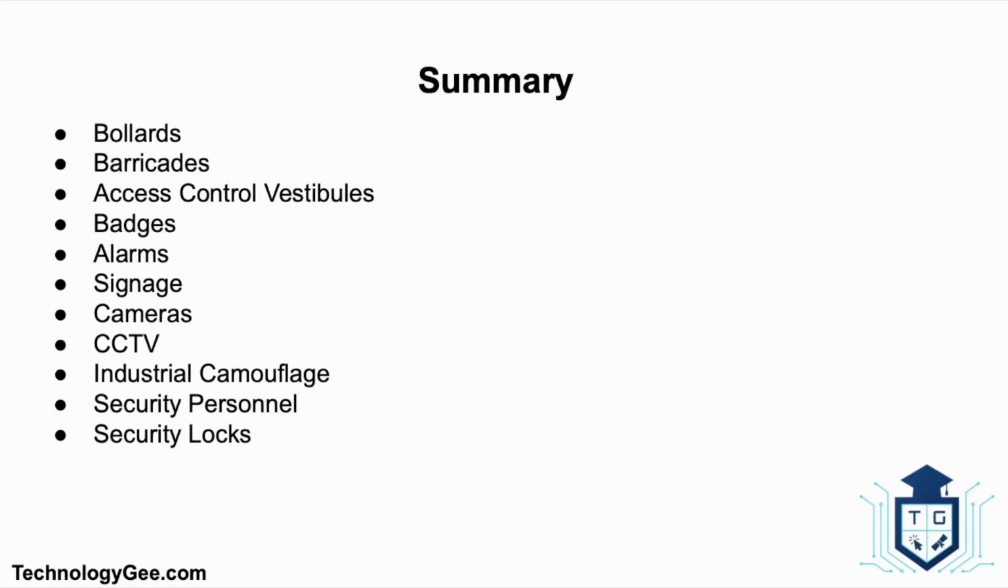All right, so that was my quick little class on physical security controls, where we talked about things such as bollards and barricades, access control vestibules, badges, alarms, signage, cameras, closed circuit television, industrial camouflage, security personnel, and security locks.